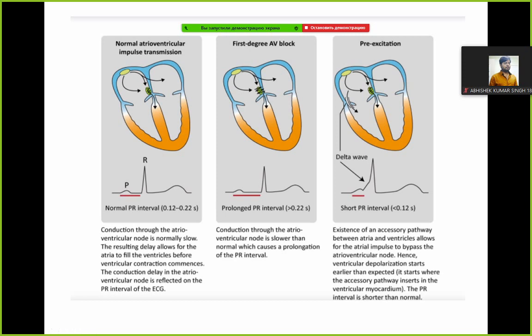This figure shows the conduction through the AV node. Conduction through the AV node, once again, is reflected by the PR or PQ interval, from the beginning of the P wave till the beginning of the Q or R wave. It may be prolonged when we have AV block, or it may have an additional wave, the so-called delta wave, in case of an accessory pathway between atria and ventricles.